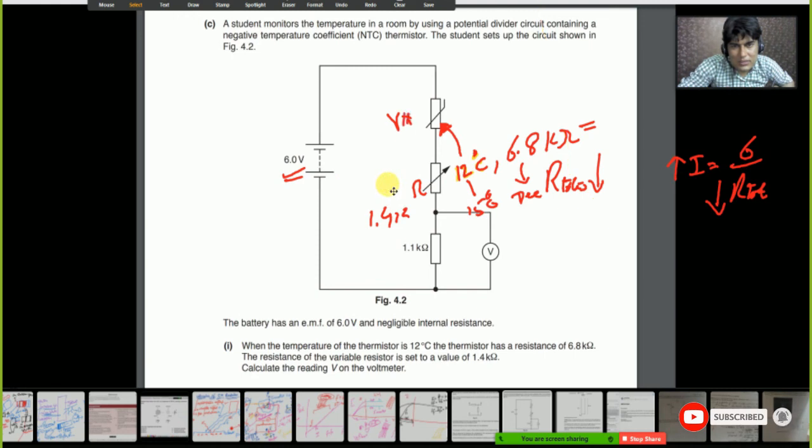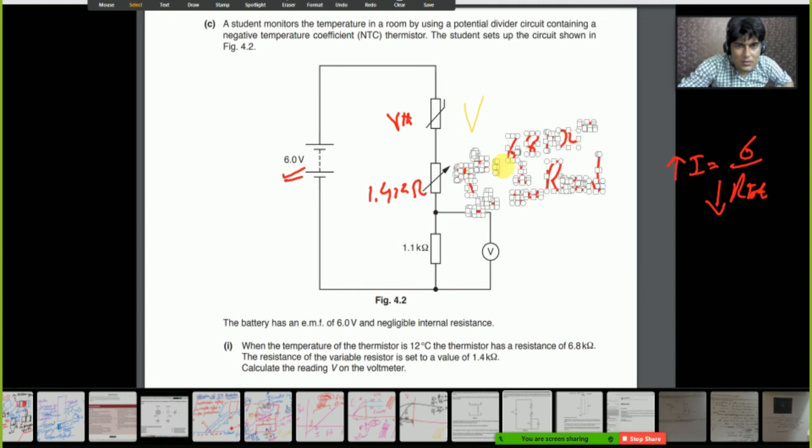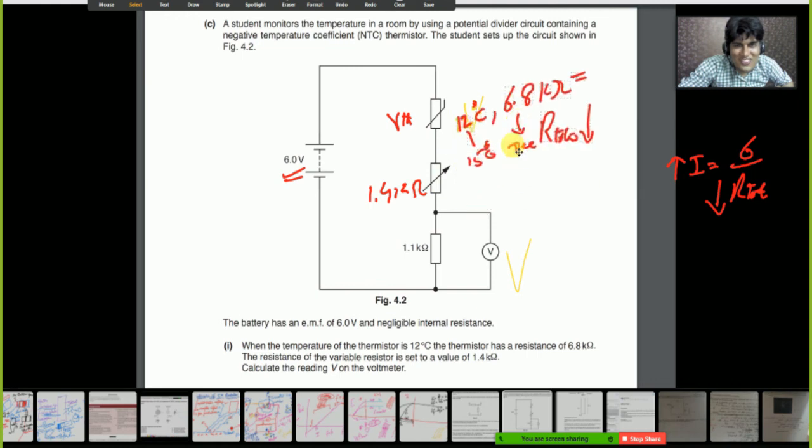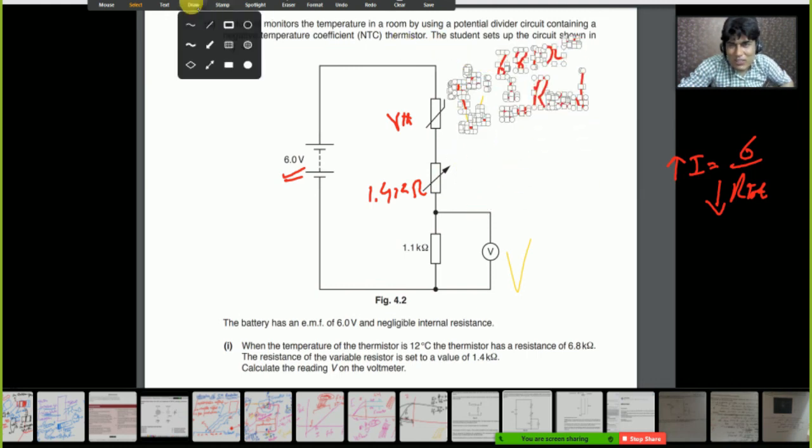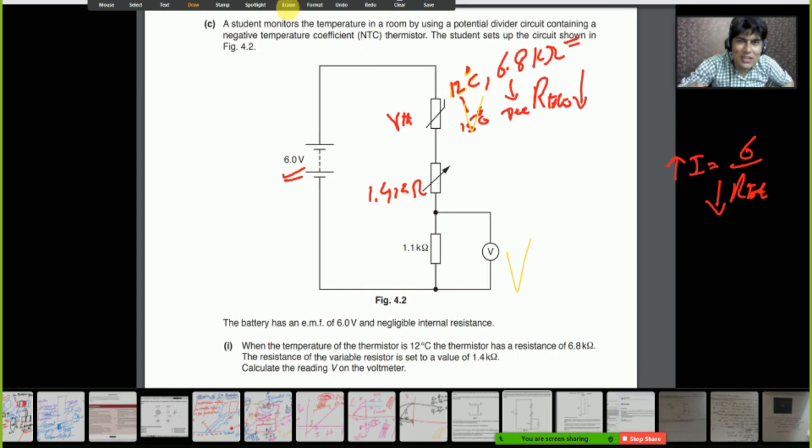Let me explain that. Don't check the mark scheme. Wait, I want to explain this. Then after that, you can check the mark scheme, and compare your mark scheme answer and my answer, and hopefully that will be the same. Wait, I want to explain it again.